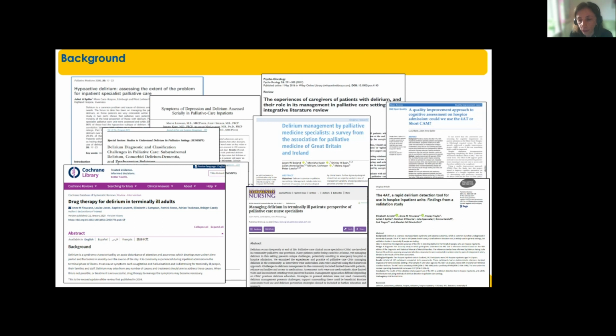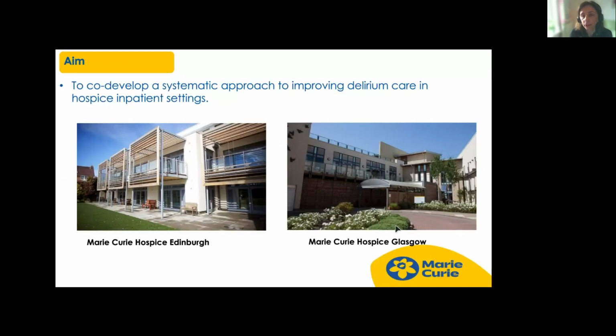Most recently, we have focused our research on delirium assessment and have shown that the 4AT is a useful tool to screen for delirium in patients admitted to hospices. We are now keen to extend our work on assessment to include good delirium management and to encourage best practice regarding delirium care, starting in our own hospices. So the aim of our study was to co-develop a systematic approach to improve delirium care in hospice inpatient settings.